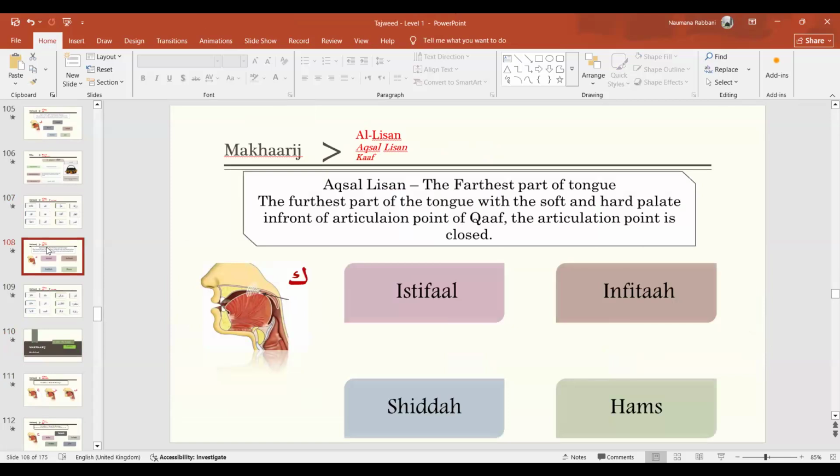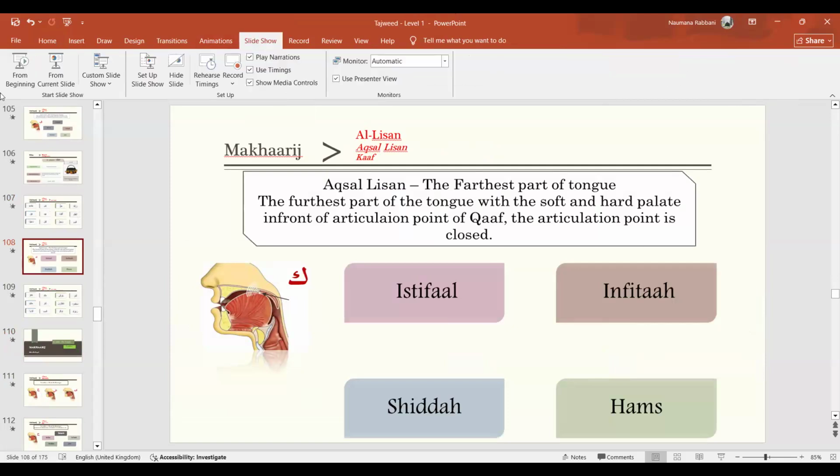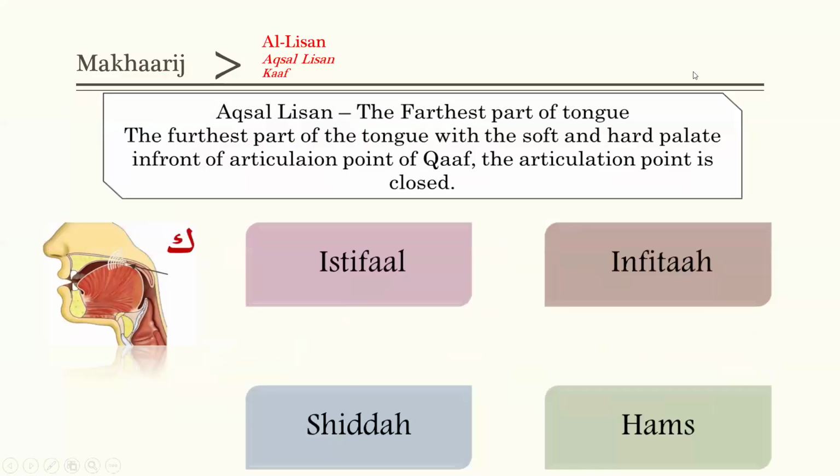Now moving on to the letter kaf. Kaf is slightly ahead of qaf. Even though it seems that the back of the tongue is raised, that's its articulation point. And because the articulation point is high, we need to put in extra effort to keep this letter light.